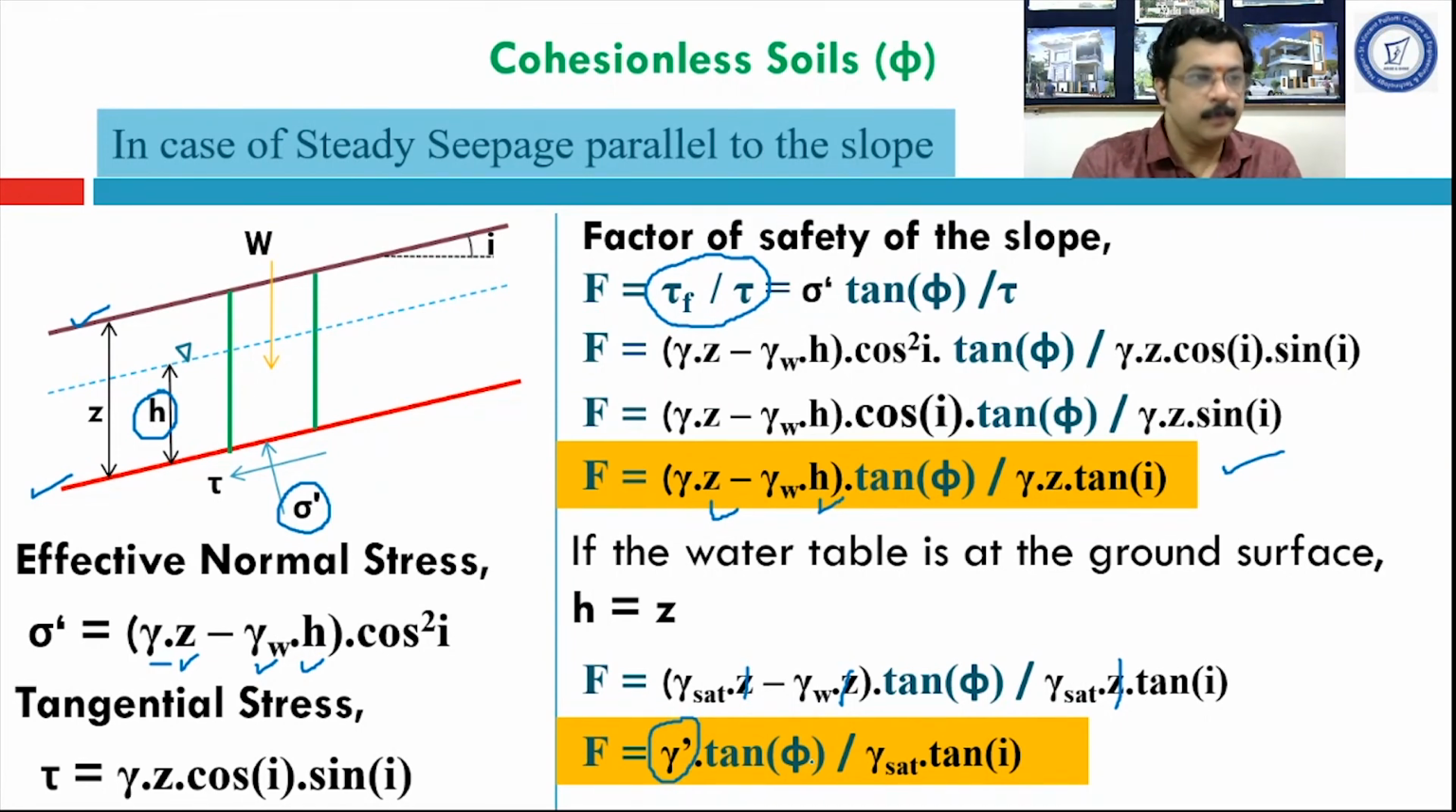Alright, I hope you have understood this. So today we have seen how to find out factor of safety for cohesionless soil for infinite slope when it is dry, and the second condition when it is saturated and seepage is occurring parallel to the slope. Next time we will see how to find out factor of safety for cohesive frictional soil, that is c-phi soil, for infinite slope.